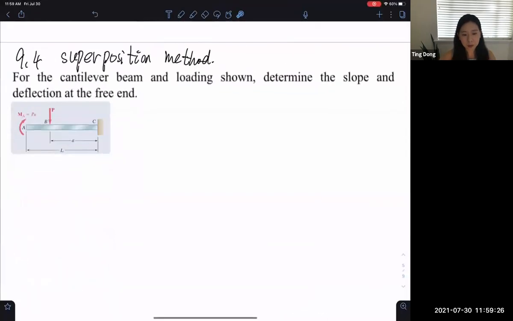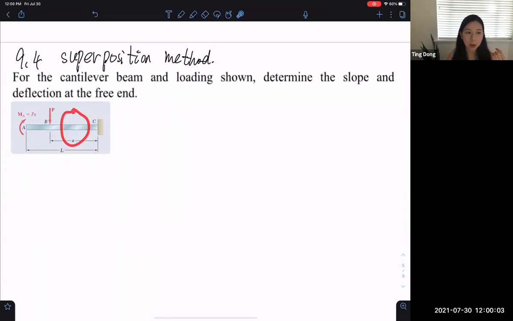this type of problem. So for example, if we use the regular method to solve this problem, we need to divide this into two sections. This is the first section, this is the second section, and we need to have the bending moment equation in the AB section, and we integrate once, integrate twice, and we have the two equations, the slope equation and deflection equation for the AB section. And in the BC section, we write the bending moment equation and integrate once, we get a slope equation. We integrate twice, we get the deflection equation.